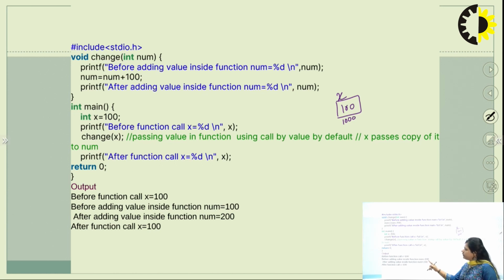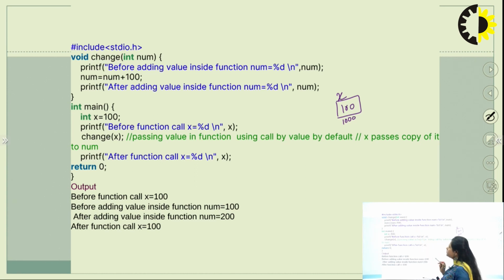So before adding value inside function, num is equal to 100, this I have printed. Now I have called one function which I have defined with the name change. The function name is change here, right? So I have called the function change, which I have already declared in the global section of the program. The function is defined as change having return type void. It takes one argument, which I have declared as integer num. You can take any variable name; I have taken num.